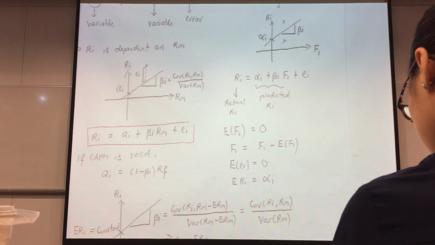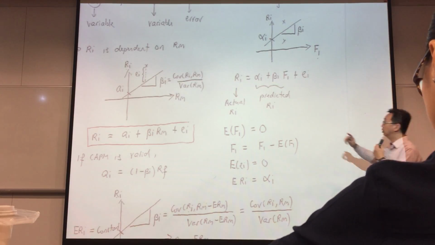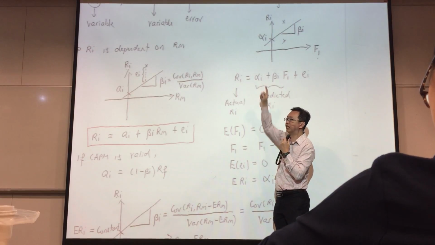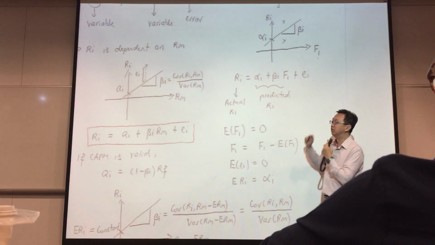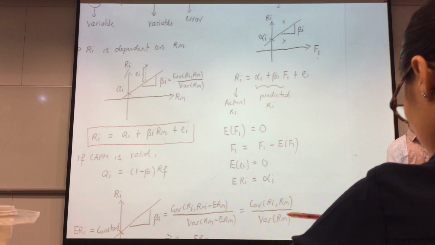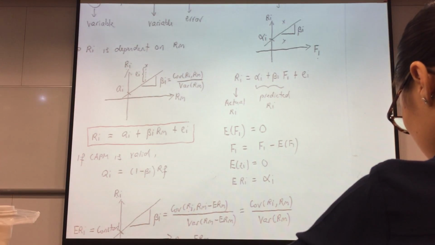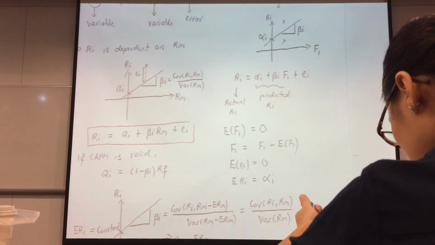But the key aspect on why we perform the regression analysis is not to focus on alpha i, or the y-intercept value. That's not our focus. Our focus is the beta i, right? Which is the sensitivity of the Ri to the factor. Understand now?